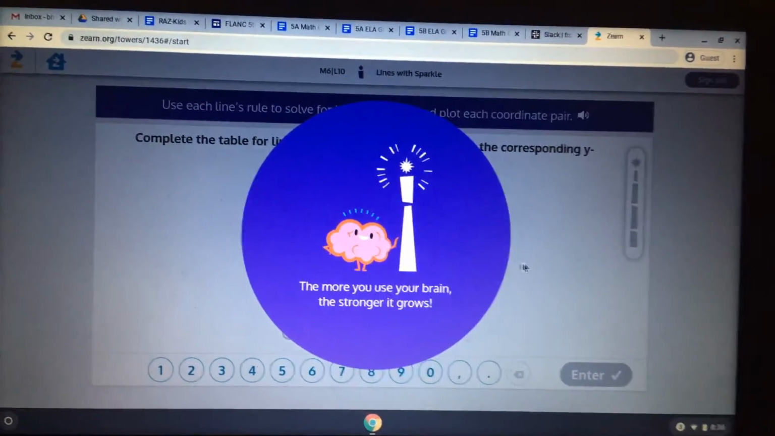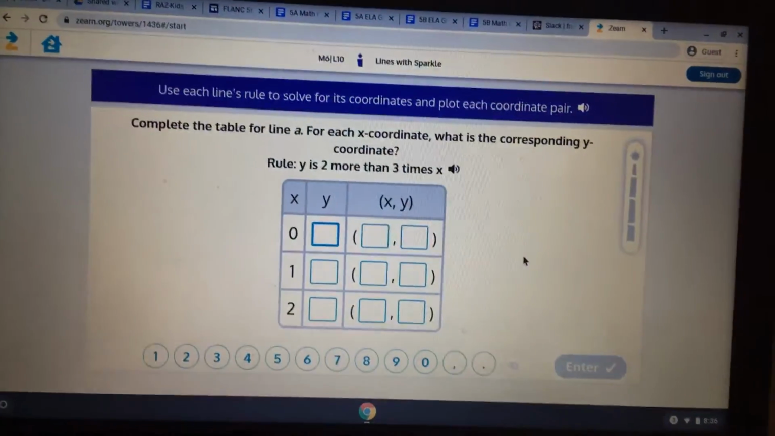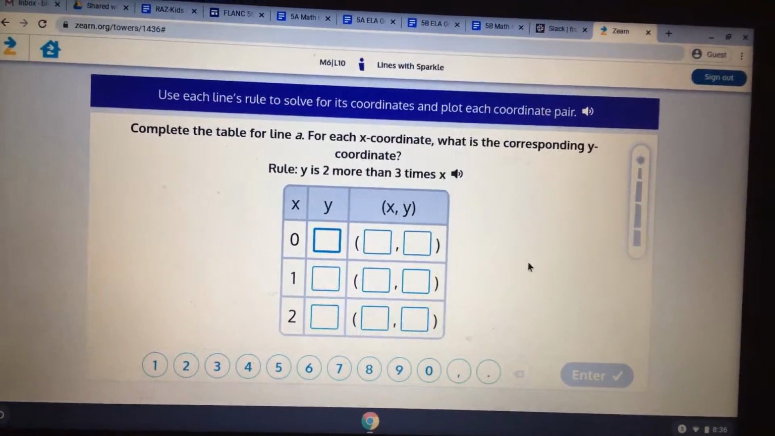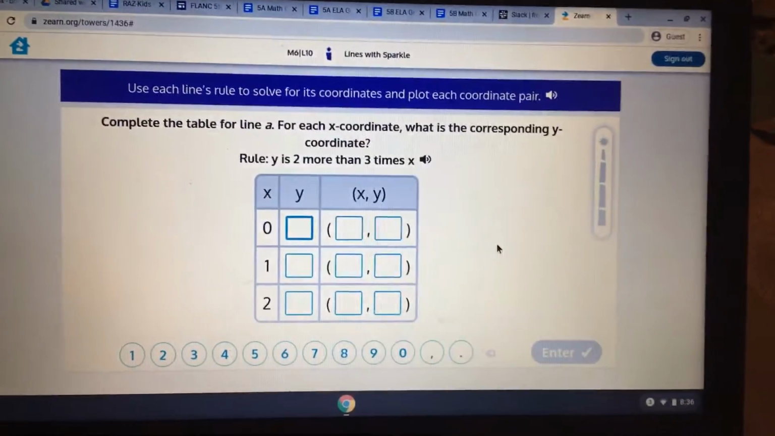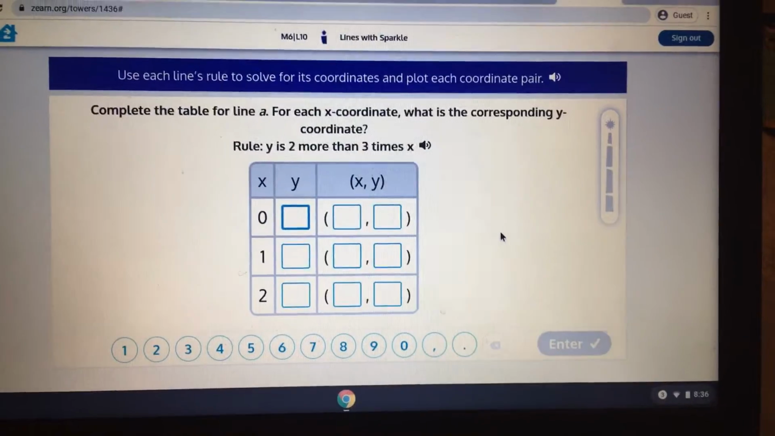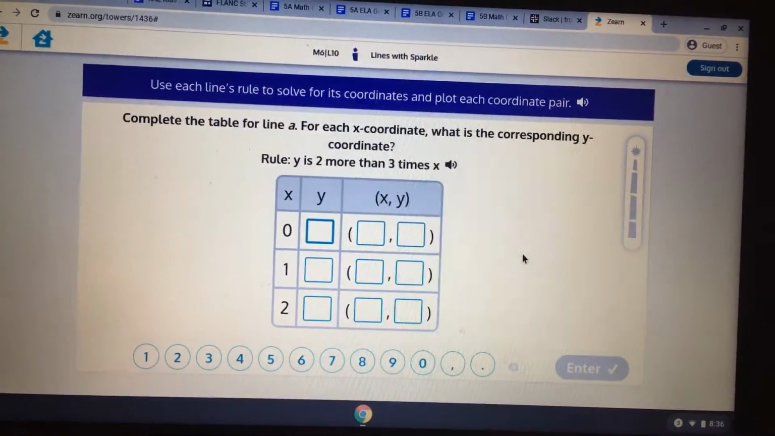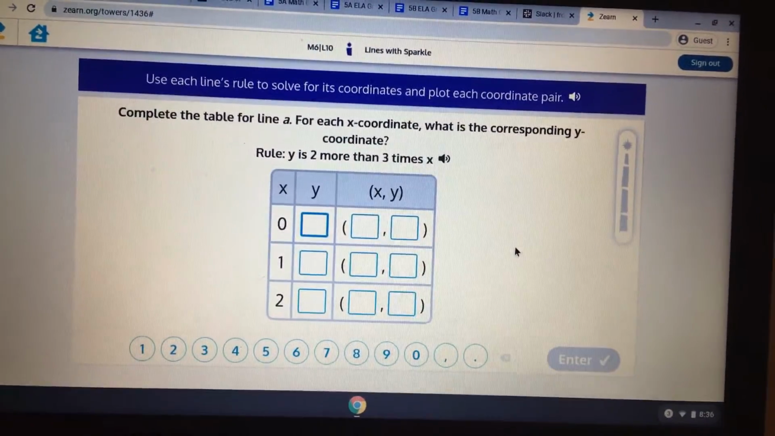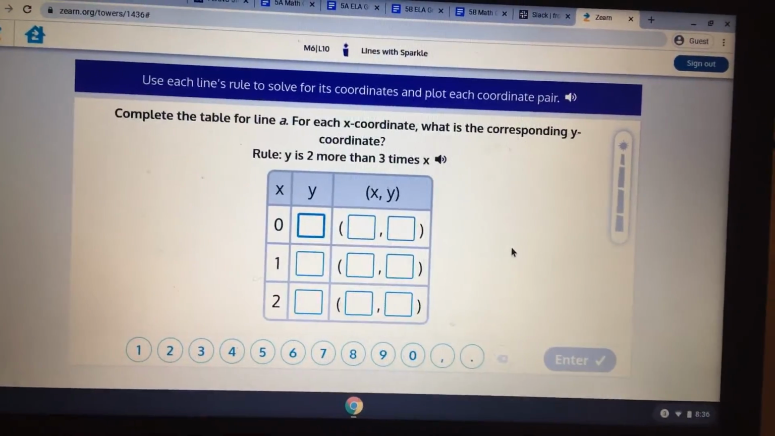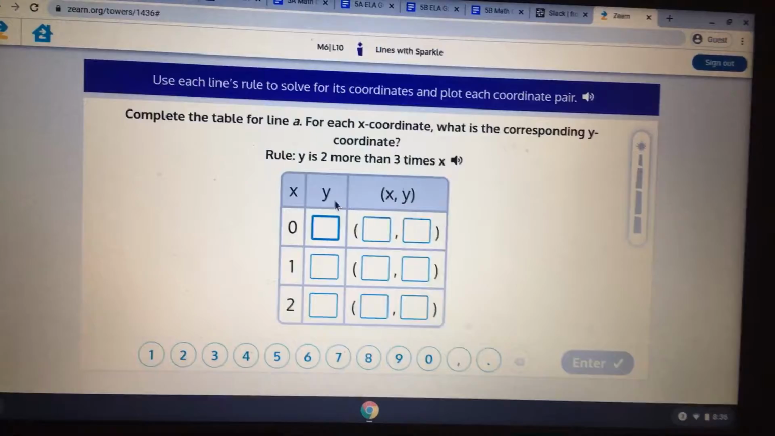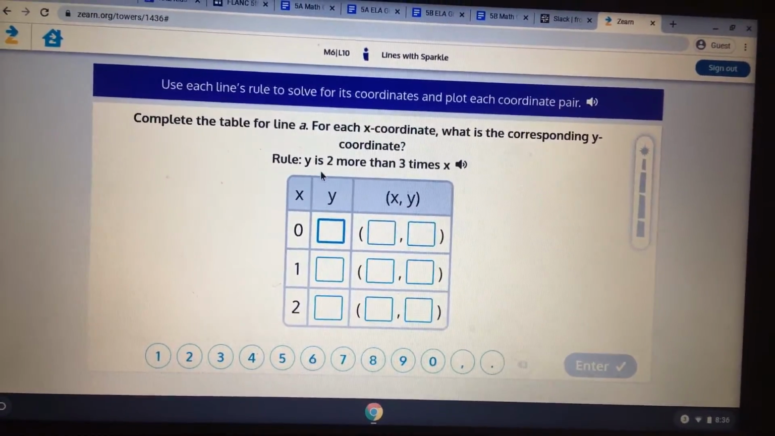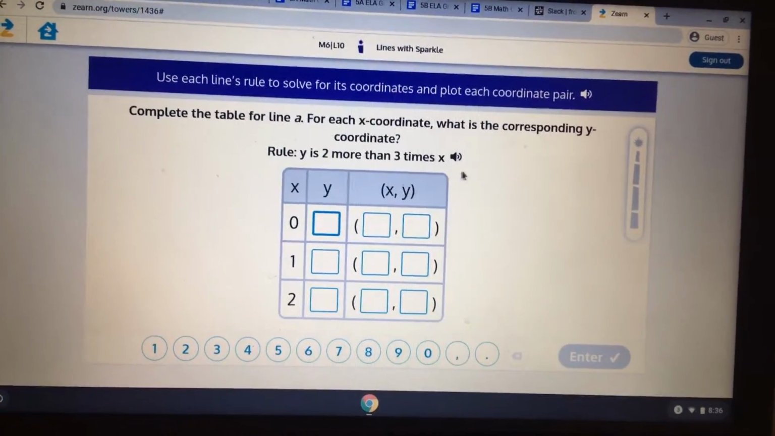Alrighty, fifth graders, we are heading towards our last lesson of the school year. We're going to look at Mission 6, Lesson 10 today. We are continuing with the idea of rules in order to complete a coordinate chart for X and Y coordinates. So our rule for this first question is Y is 2 more than 3 times X.